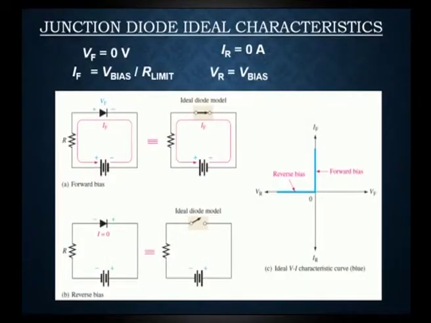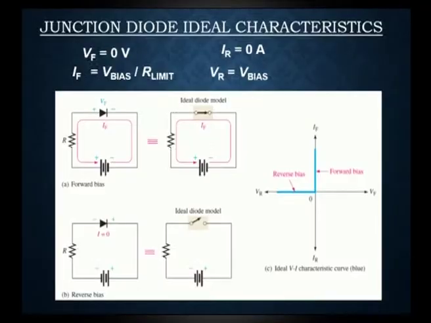Next we move on to the junction diode ideal characteristics. In the junction diode ideal characteristics, we consider forward and reverse bias. The assumption we make here is that the diode is working perfectly, with no variation, and everything works as a perfect diode.